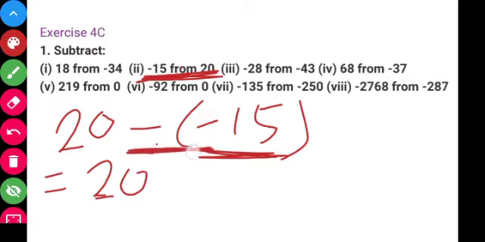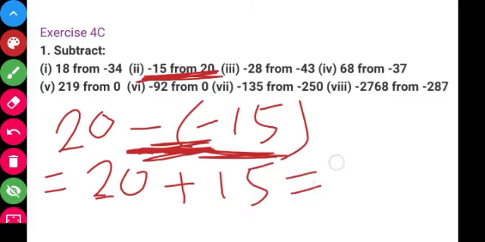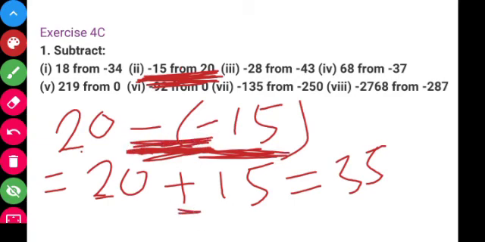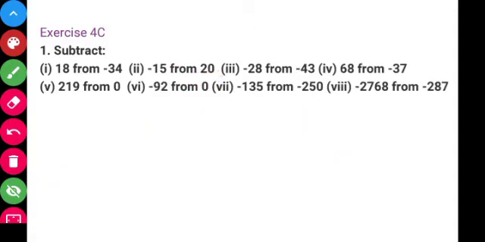So when you break this bracket, then minus into minus will be plus. Both are the same sign, so we'll put plus. So 20 plus 15, you know, this is 35. Okay, so the question is given minus 15 from 20. So from 20 you subtract minus 15. Here both are the same sign, so put plus. So 20 plus 15 is 35. Now come to the next question.